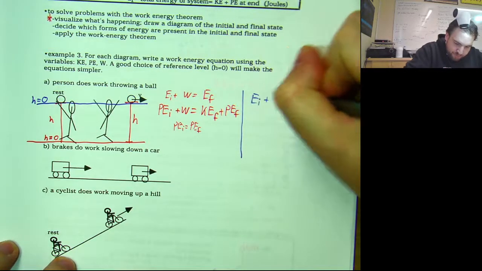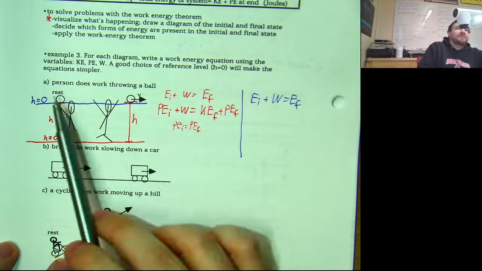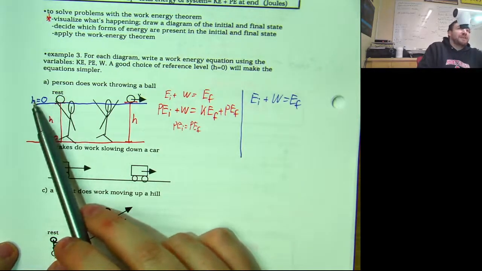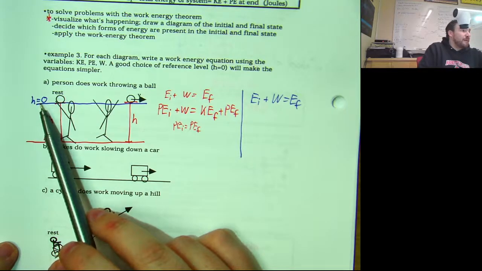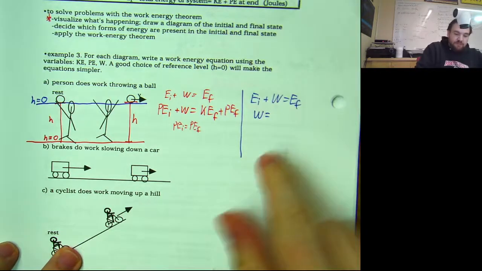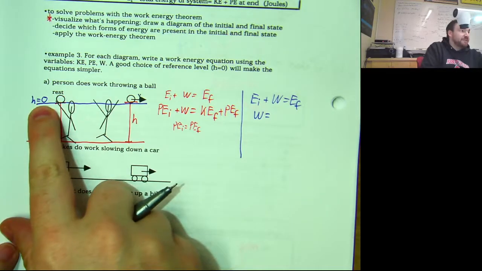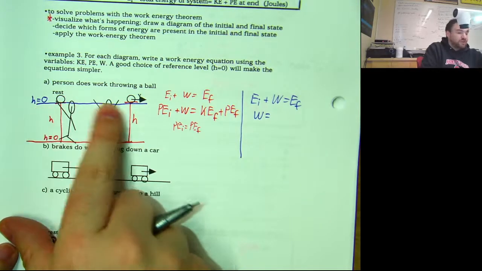I've got energy initial plus work equals energy final. What kind of energy does my object have at the beginning if I'm going to use this to be my reference height? There's nothing. So there's just whatever work is going to be done. What kind of energy does this thing have at the end if I choose this to be my height equals 0? Just kinetic.